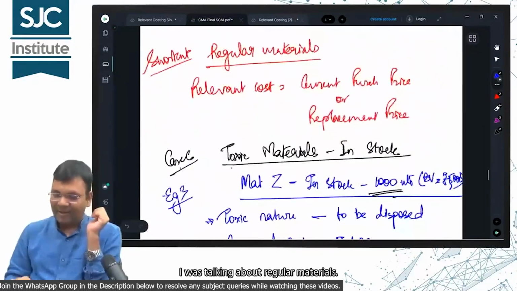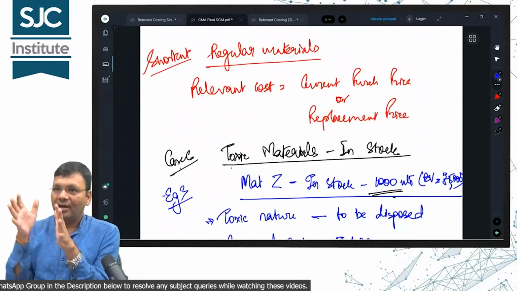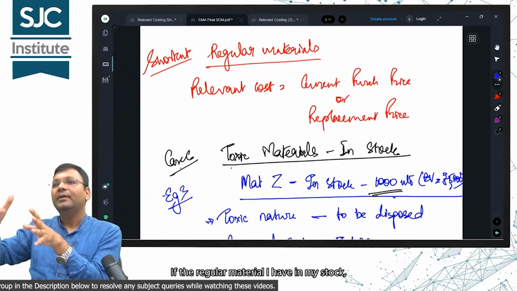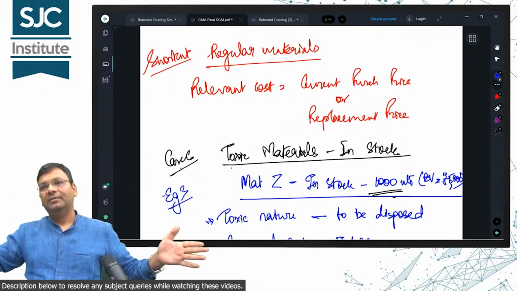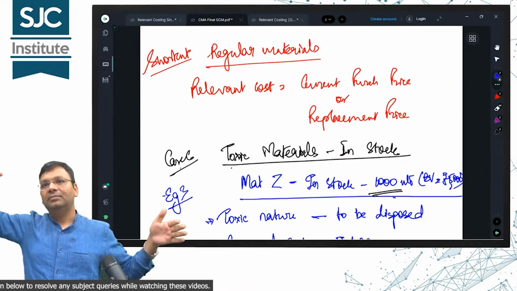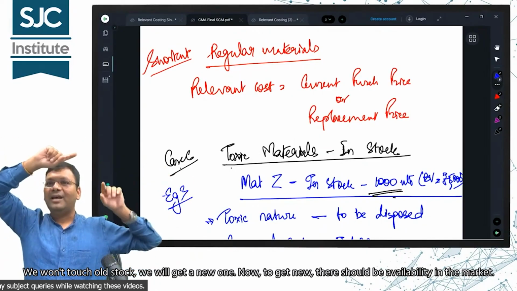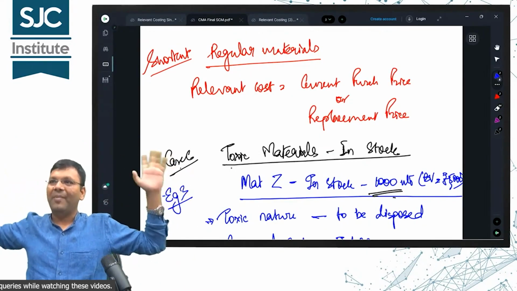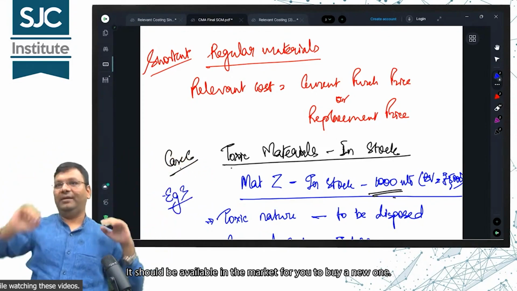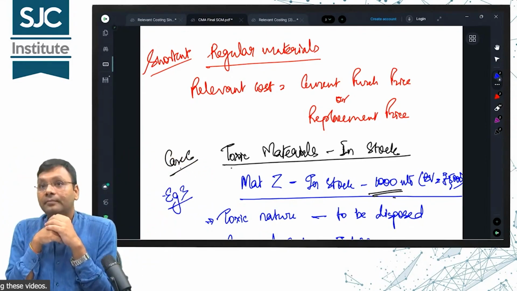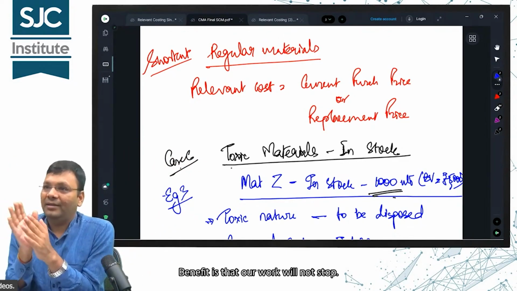I was talking about regular materials. If the regular material I have in my stock is needed in the offer, what would we prefer? We won't touch old stock, we will get a new one. To get new, there should be availability in the market. What is its benefit? The benefit is that our work will not stop.